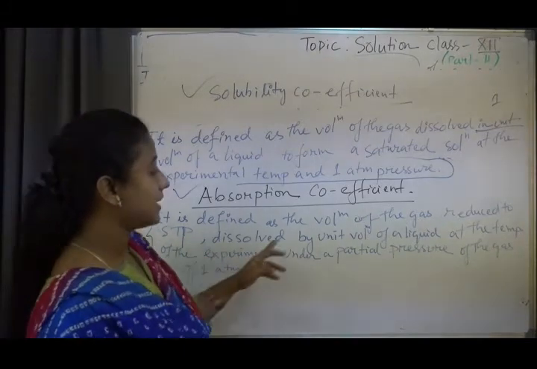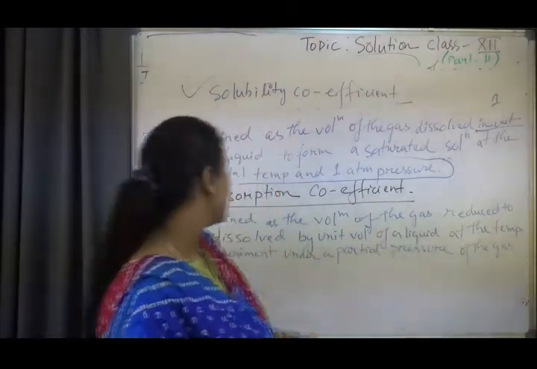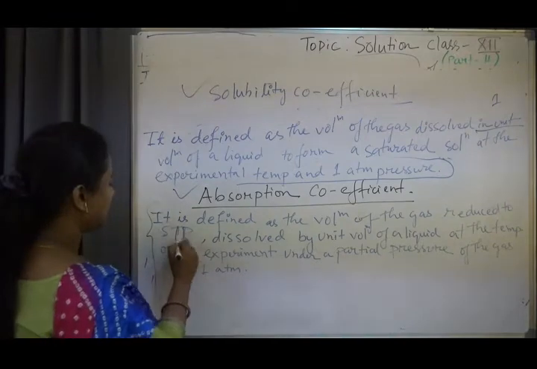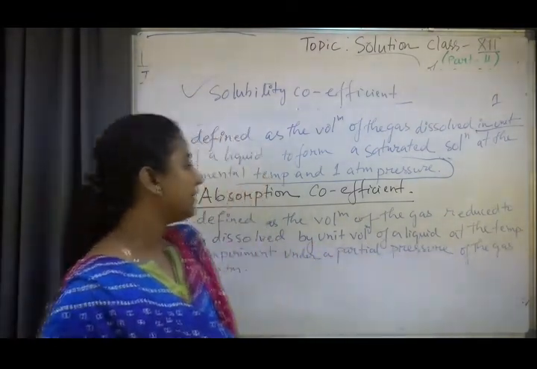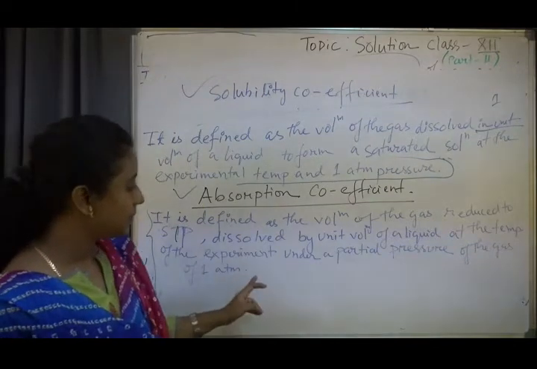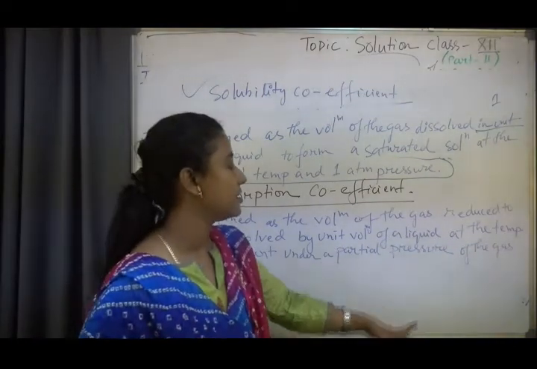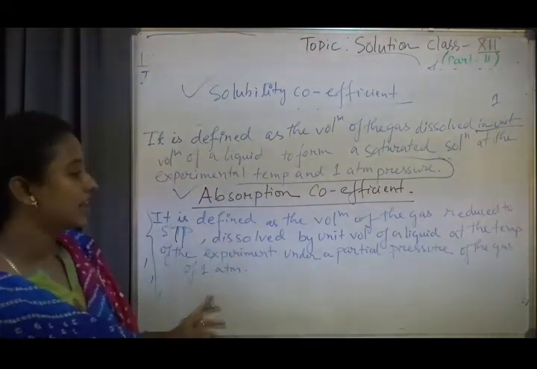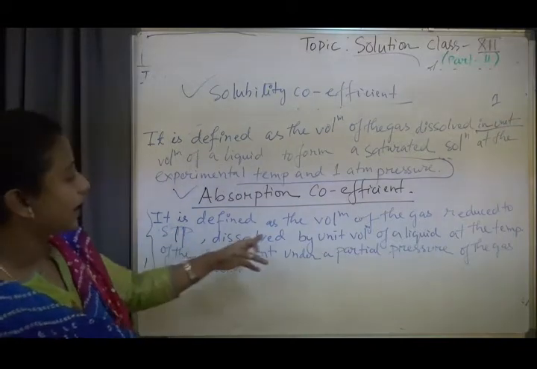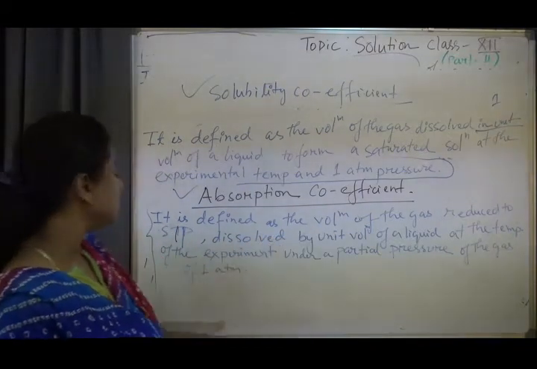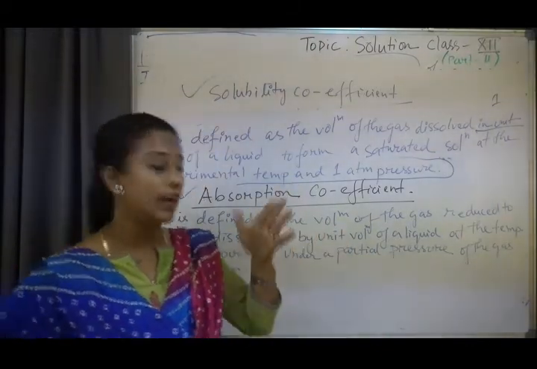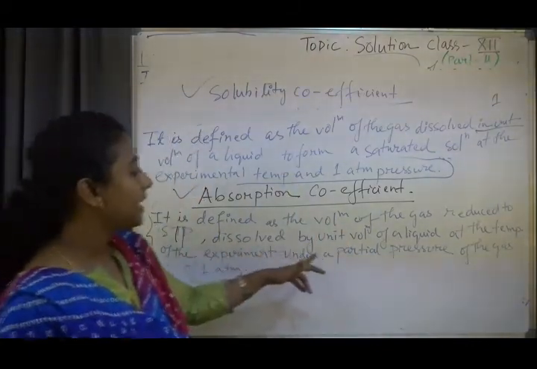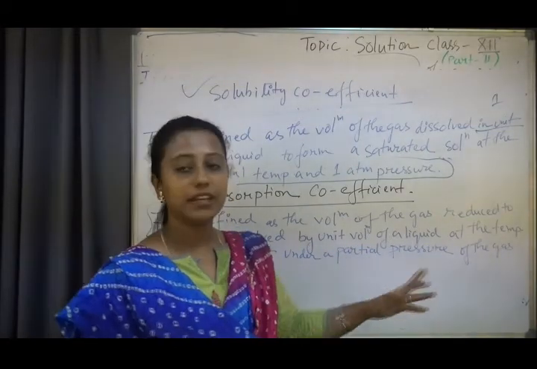It is defined as the volume of the gas reduced to STP dissolved by unit volume of a liquid at the temperature of the experiment under a partial pressure of the gas of 1 atmosphere. It is defined as the volume of the gas reduced to STP dissolved by 1 unit volume of the liquid at that temperature.